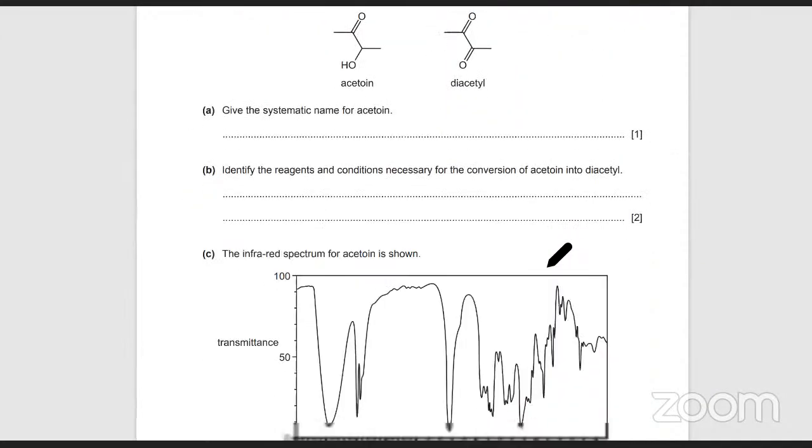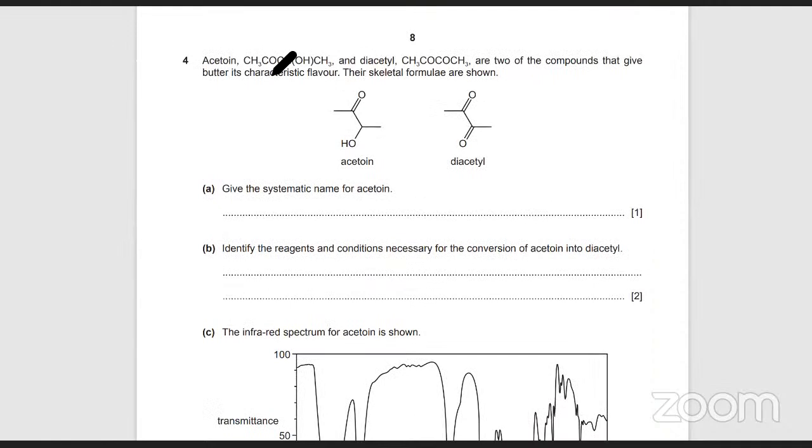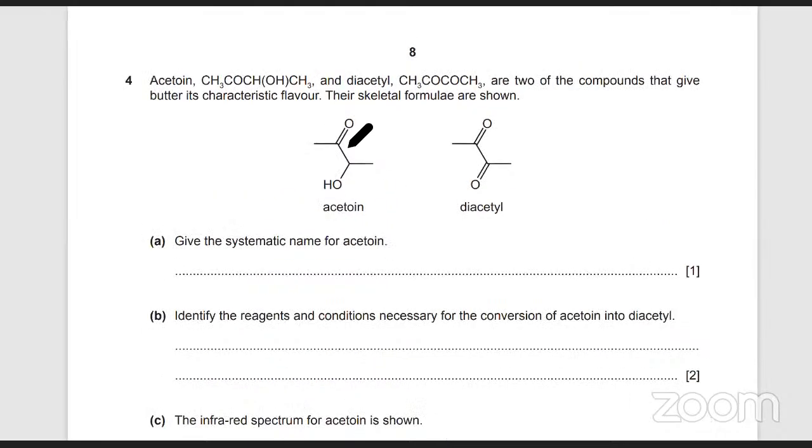The next one is still organic. So remember, we're just focusing on organic questions now. There are two molecules. Give the systematic name of acetoin. What is the name of this molecule? Okay, what would you call this? Say 3-hydroxybutanone.